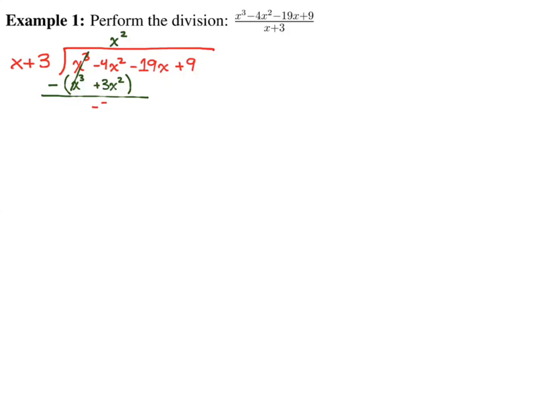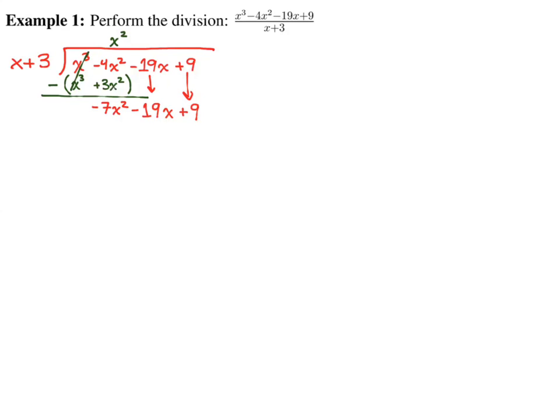Now the good news is that the x cubes cancel, and they have to always cancel or you've done something terribly wrong. And then on the x squared side, we had negative 4x squared. We subtracted 3x squared to create negative 7x squared. And then we'll just kind of go ahead and bring down the unused parts of the exercise for now.